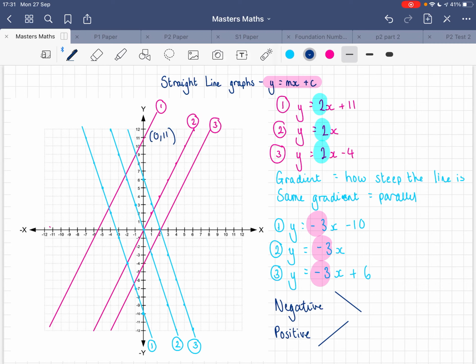If we look for the rest, the second line, 2x, is crossing at 0, 0. I'm going to write it next to the line so we don't get all confused on the graph. So that's 0, 11. This one is crossing at 0, 0. It's crossing right there in the middle of the graph. And then the last one here is crossing at negative 4. So 0, negative 4. Hopefully you can see that that also links to the equation.